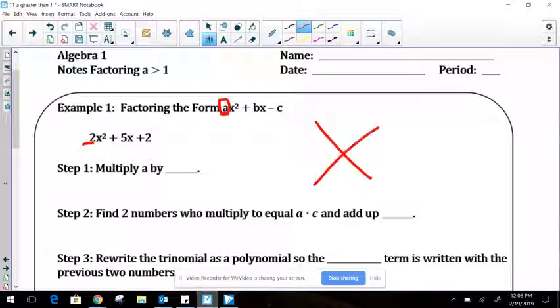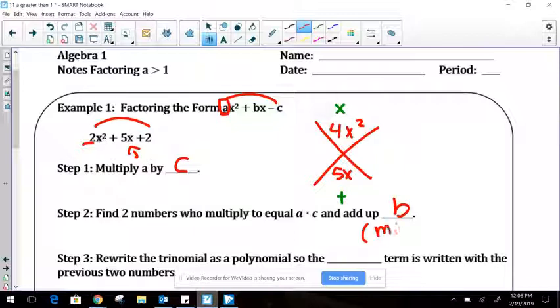Okay, so we're going to use the same method we've been doing. The first step we're going to do is multiply a by c. So the first term by the last term. So for this example, it'll be 2x squared times 2, which is 4x squared. And then it says find two numbers who multiply equal this. I'm trying to figure out, okay, what multiplies to that, adds to equal my middle term, which is 5x. We've done this before. We did this in the previous lesson. Okay, so add up to b or my middle term.